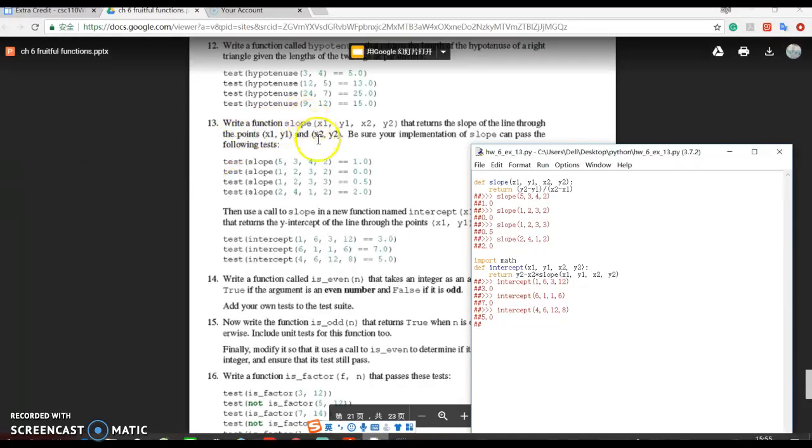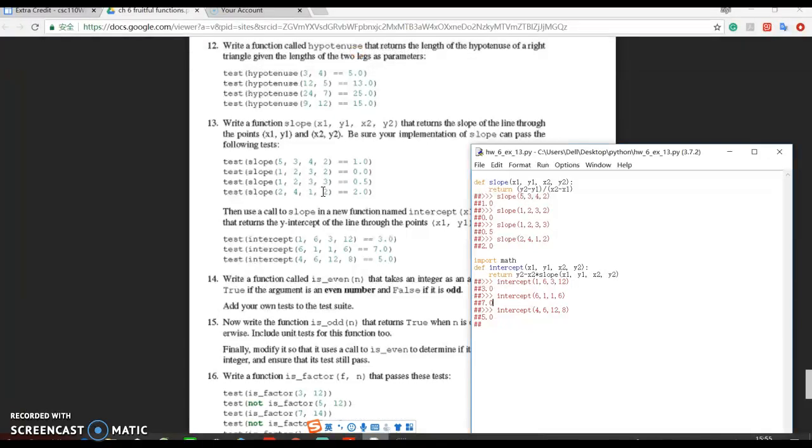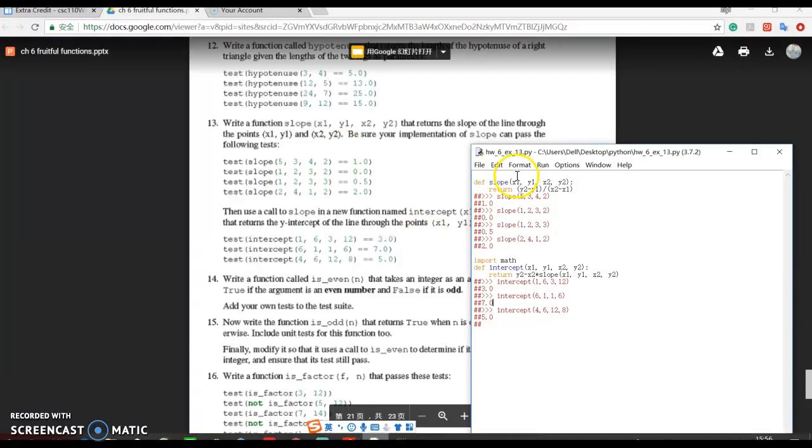So, write a function slope x1, y1, x2, y2 that returns the slope of the line through the points x1, y1, and x2, y2. Be sure the slope can pass the following test. Whatever the question wants us to do, the first step is just to write a function. So define the slope x1, y1, x2, y2.